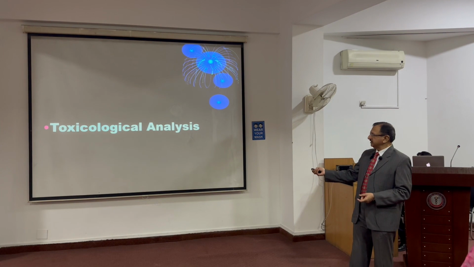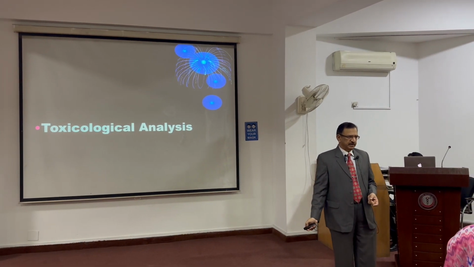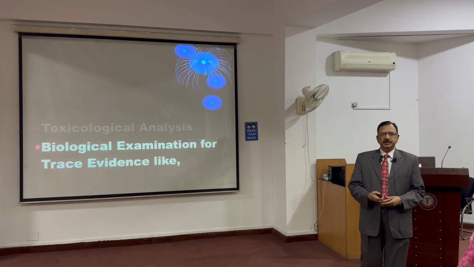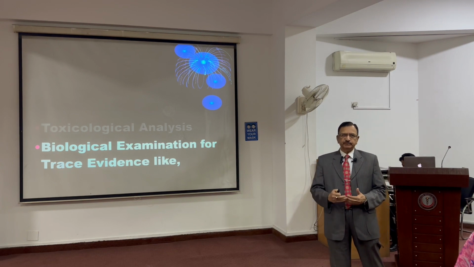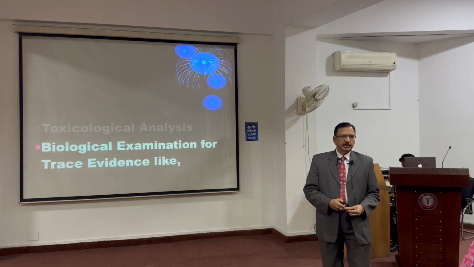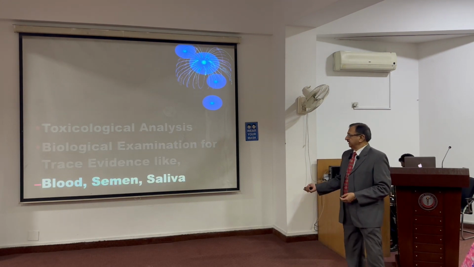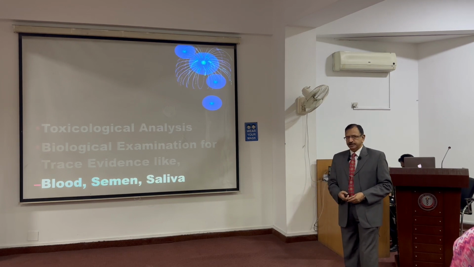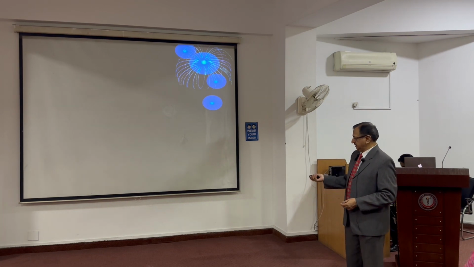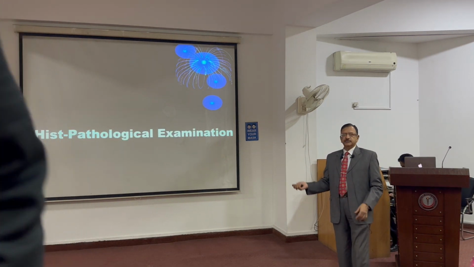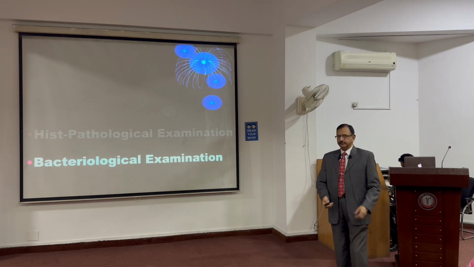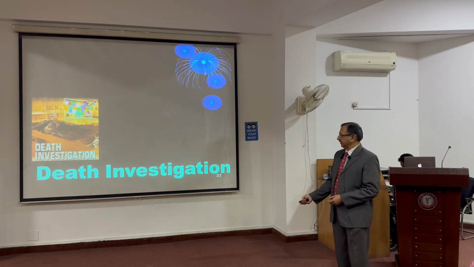Then subsequent examination, if needed, toxicological for detection of poison, biological, any trace evidence that has to be confirmed. Every trace will confirm its identity, and its identity will lead to either the victim or to the assailant. And they can be biological fluids, blood, semen, saliva, or biological material, hair, bone, skin, or anything. Then histopathological examination for detection of disease, bacteriological examination for confirmation of the disease process.